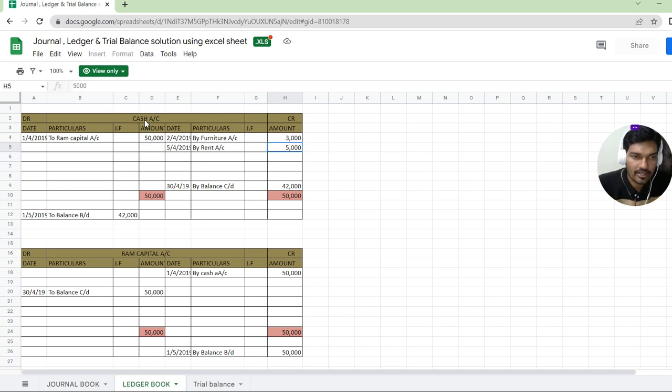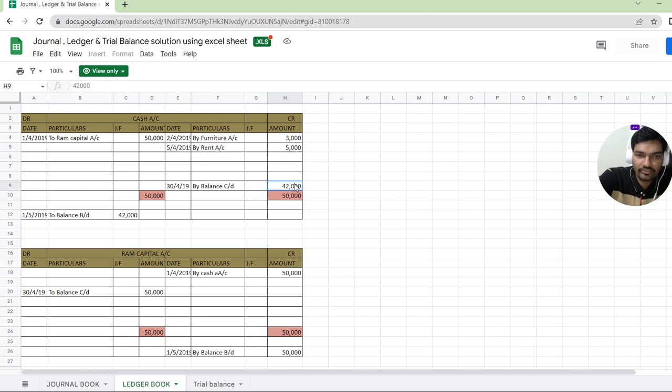Usually the cash account shows a debit side balance, because the cash account shows a positive balance. So debit side amount 50,000, the same amount we have to show on the credit side. From 50,000 rupees we need to subtract 8,000. 50,000 minus 8,000 will get 42,000.